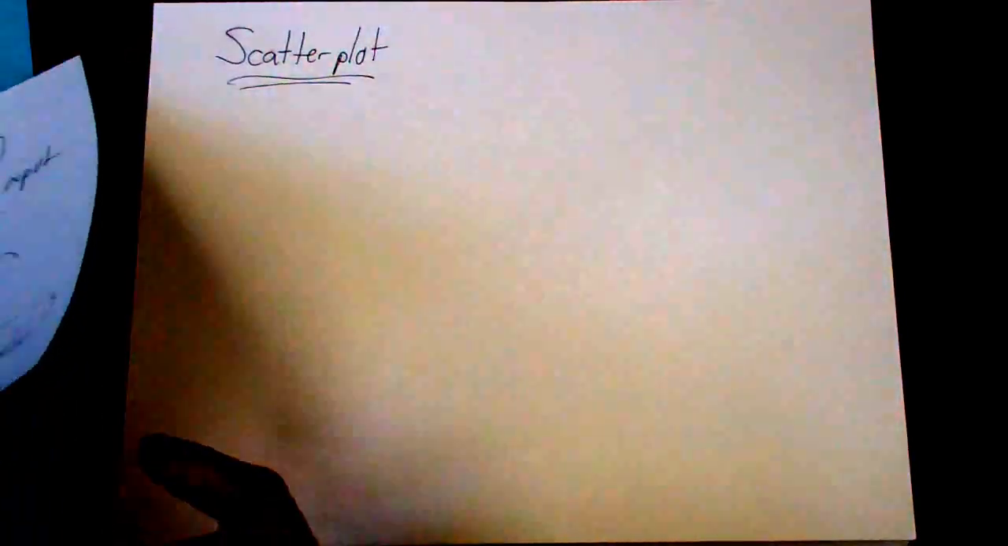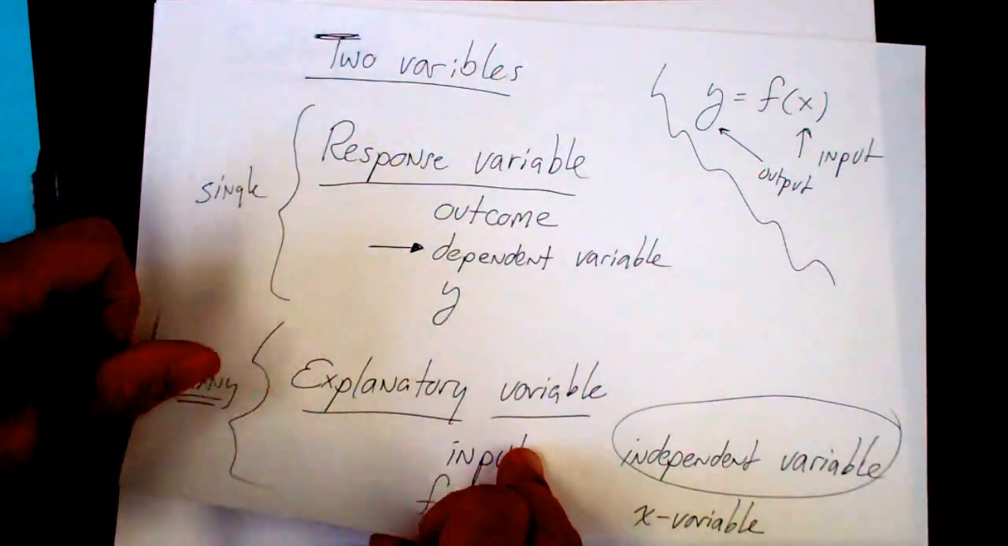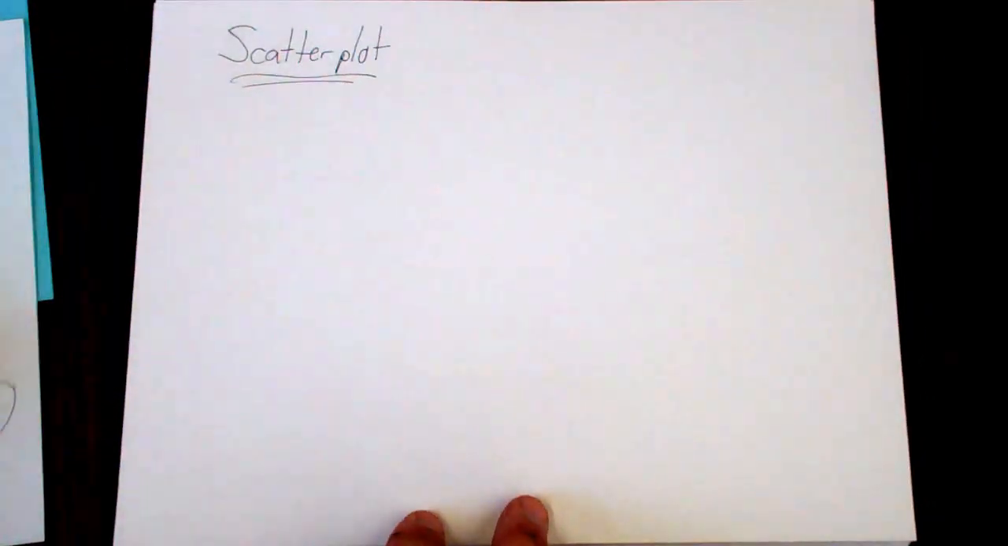Well, there are many ways to look at the relationship between two variables, but the most common is what's called a scatter plot. And a scatter plot can be used in situations where there's a formal distinction between the response variable and the explanatory variable, but it can also be used more generally for any two variables.